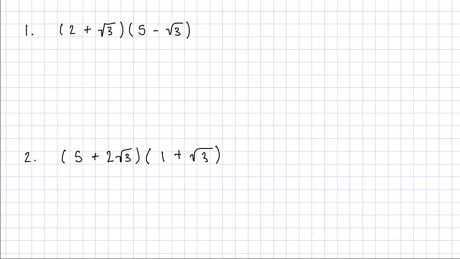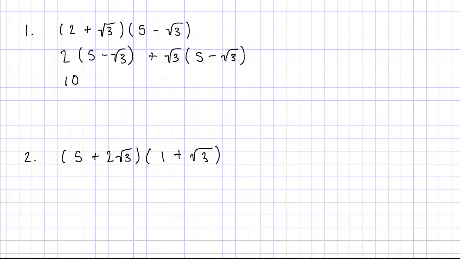So I'm going to write 2 times 5 minus square root of 3 plus square root of 3 times 5 minus square root of 3. Now I'm going to multiply it out. I'm going to have 10 minus 2 square root of 3 here, plus 5 square root of 3 minus square root of 3 times square root of 3. Now I'm going to simplify that again.